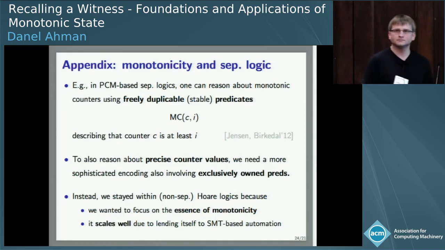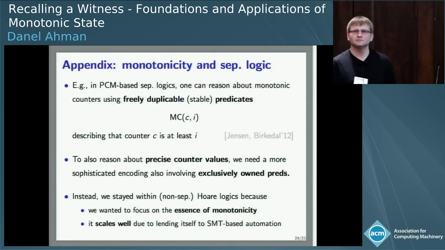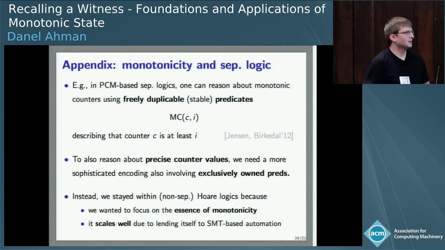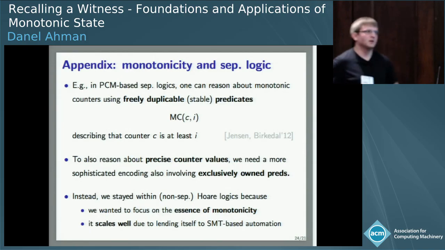A follow-on question to that is, in Iris, we can certainly reason about precise counter values, as in my talk, right? I showed two predicates, the current counter value and the lower bounds. So I don't exactly understand the second bullet on the slide. Okay, well, perhaps we can take it offline. Yeah, we can certainly take that offline. I guess the other question is, I'm curious about what is actually enabling the scaling well? I could certainly believe that by working with a more restrictive notion of monotonicity, you can scale well to SMT. But I'm just curious, what exactly is the thing that helps you?